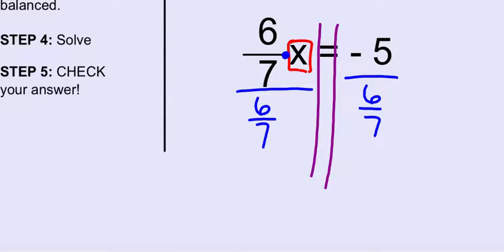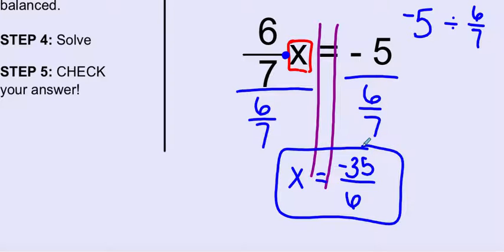Now what I'm going to do is actually solve that. So I'm going to plug that into the calculator. Remember, when I plug it into the calculator, I'm going to type it the exact same way that I see it. So I see negative 5, then the divided by sign, then the 6/7. The biggest mistake kids made on this problem is that they forgot the negative part of the negative 5. When I plug it in, I get an answer of negative 35 over 6.